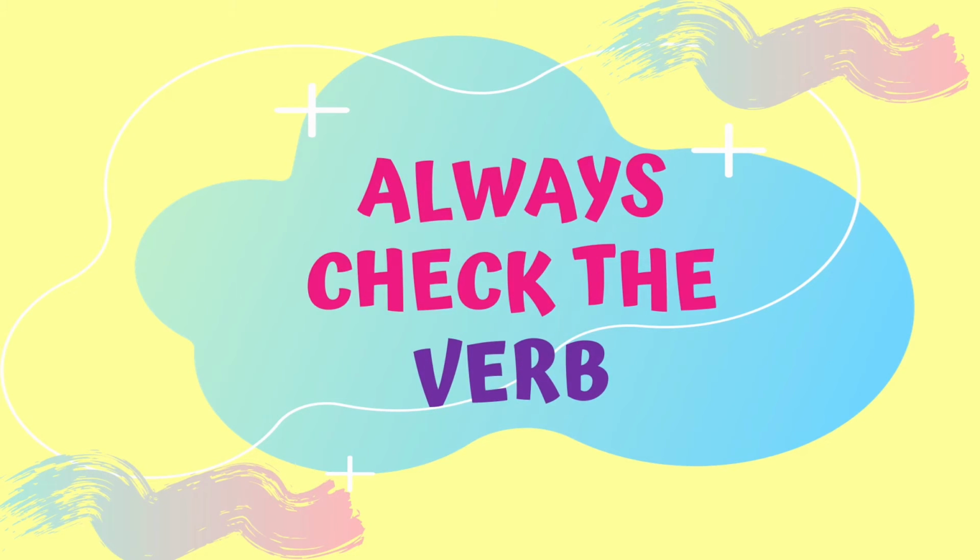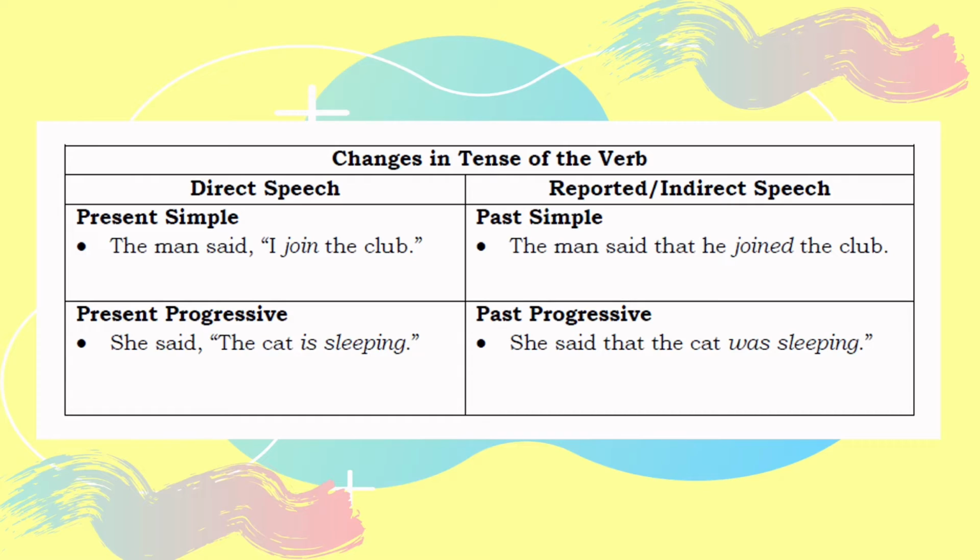In converting direct speech to reported speech and vice versa, we have to be very keen on verbs so that the meaning of the statements will not be changed. Here is the table of changes in tense of verbs.